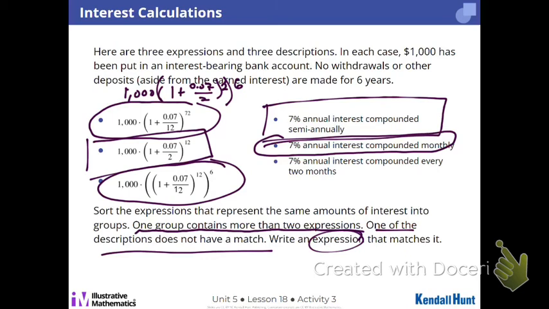Okay, and then the one that has no friends. Let's write it. $1,000. My interest is 1 plus 0.07. Now, how much am I going to divide it by if it's every 2 months? 6. And if it's 6 times a year for 6 years, how many times is it going to happen? 36.